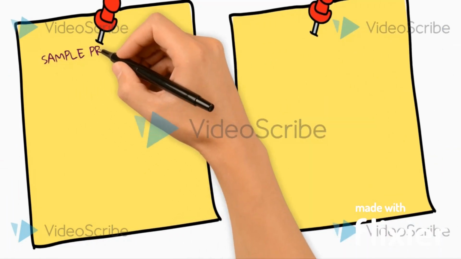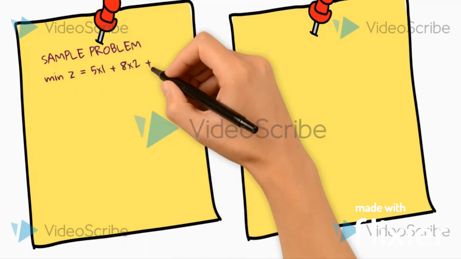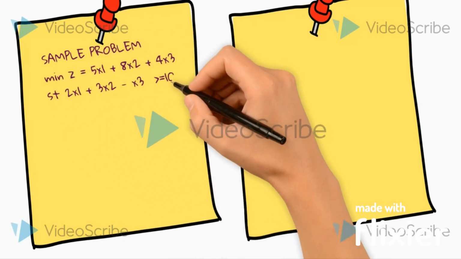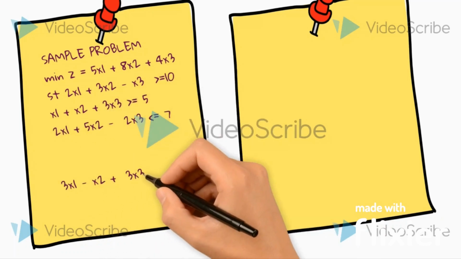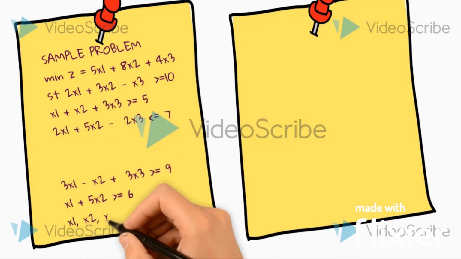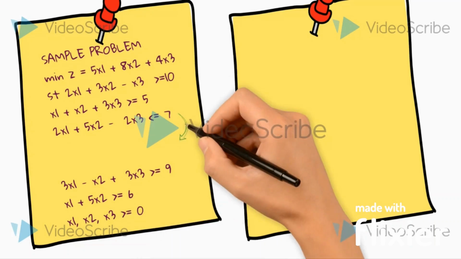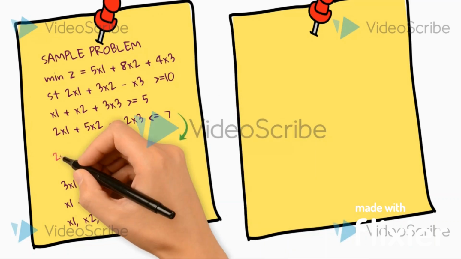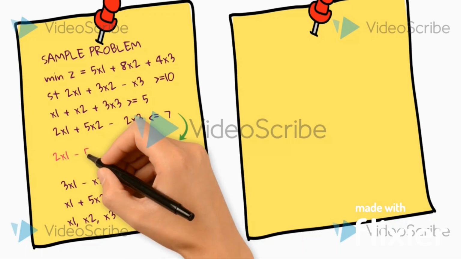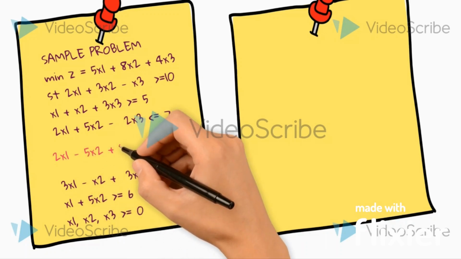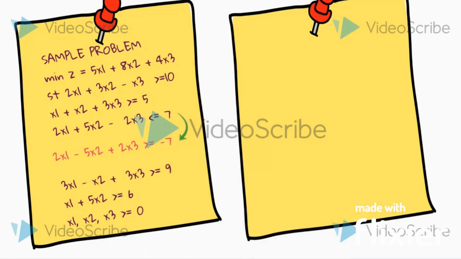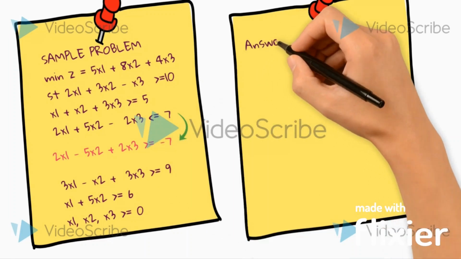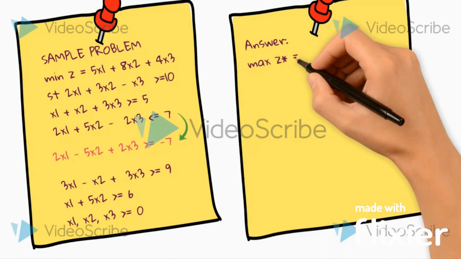So the problem we take, let's take a minimization problem. Z is equal to 5x1 plus 8x2 plus 4x3, and we have some constraints: 2x1 plus 3x2 minus x3 greater than or equal to 10, and so on, all greater than or equal to constraints. All our constraints have the greater than or equal to sign except one, the one that we are writing right now, which has a less than or equal, which means we should convert it by multiplying by -1 because we want all of them to be uniform and have the same sign.